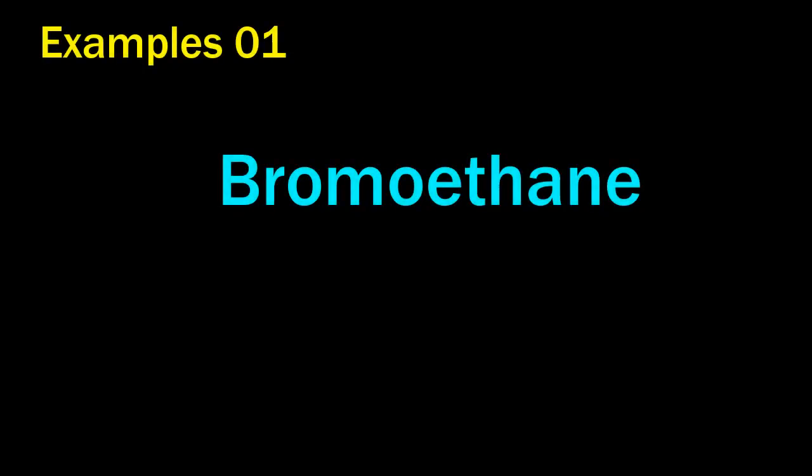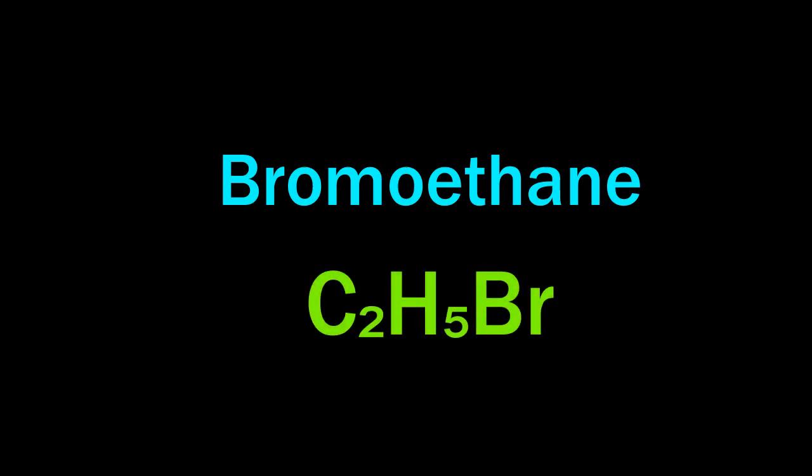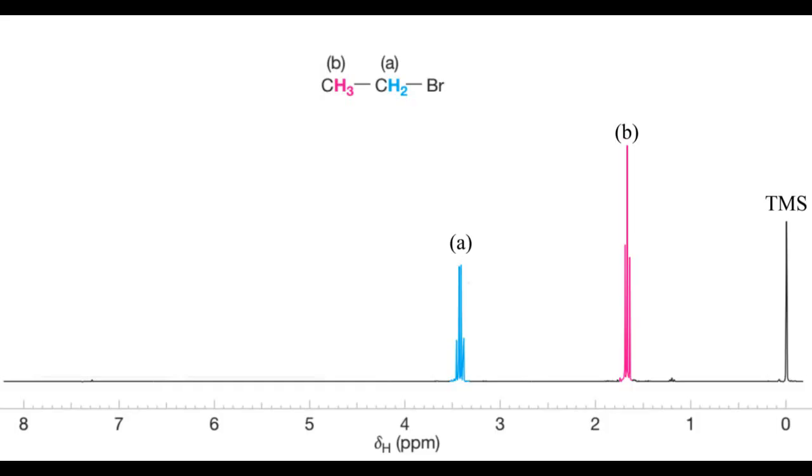Let's consider the first example, bromoethane. Now, let's analyze an example spectrum to put all the concepts we've discussed into practice. We will use bromoethane, a simple molecule with the formula C2H5Br. Starting with the structure of bromoethane, it has two distinct types of hydrogen environments.